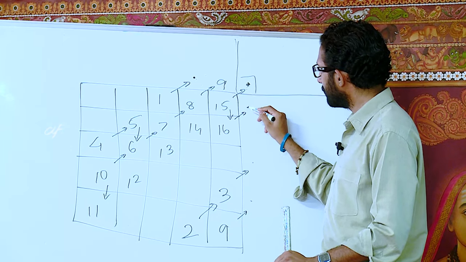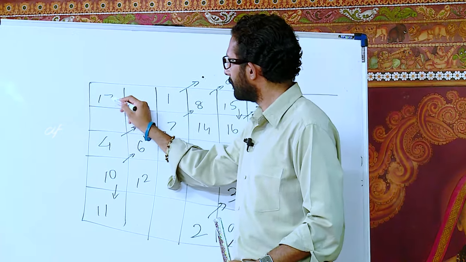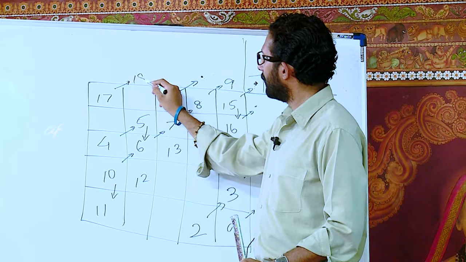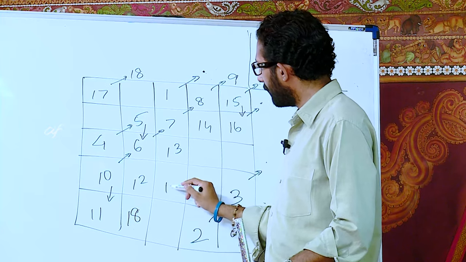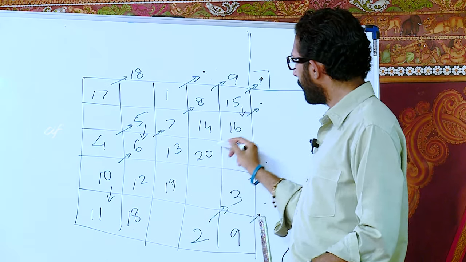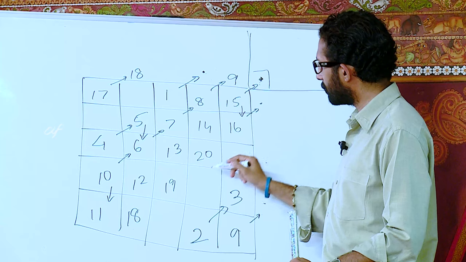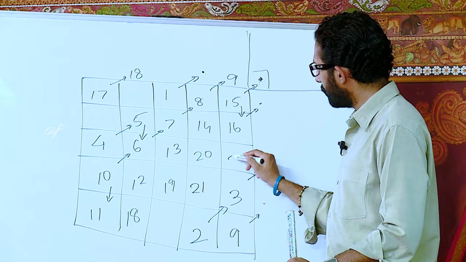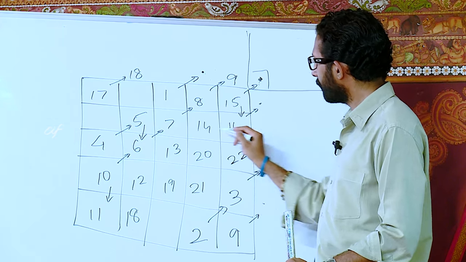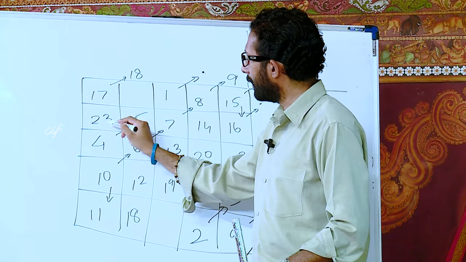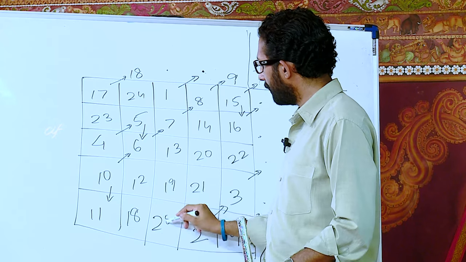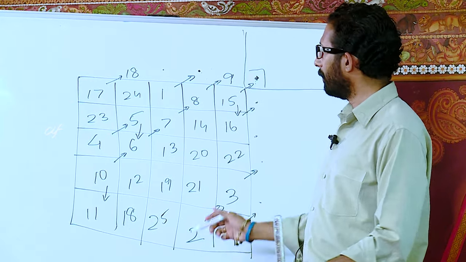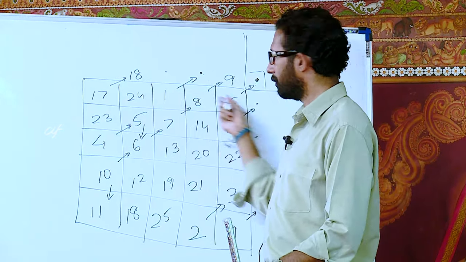Again, take 17, 18, so this would be here, 18, 19, 20. Again, 16, it is clashing, so 21, 22, 23, 24 and 25. So now we can add and check. So just add and check.